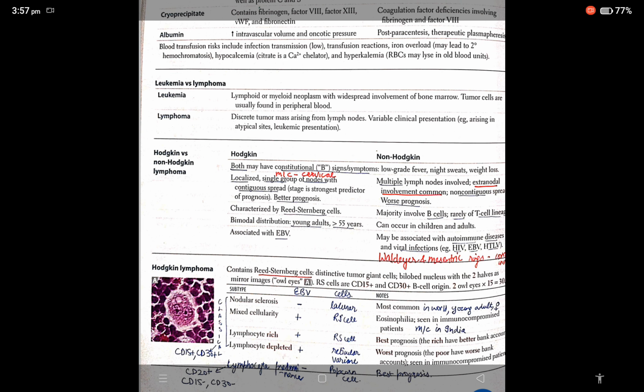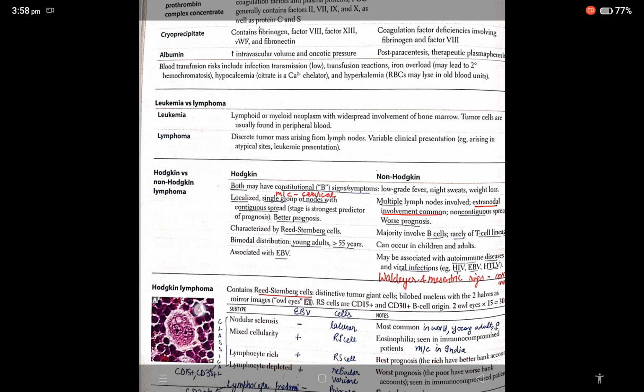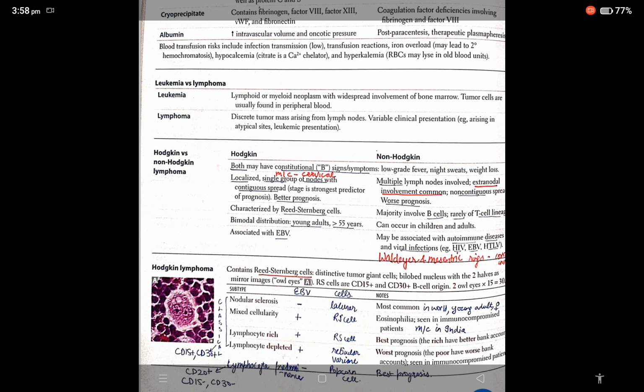Now coming to Hodgkin's lymphoma, it contains Reed-Sternberg cells, distinctive tumor giant cells, with a bilobed nucleus with two halves as mirror images. The classical feature of Hodgkin's lymphoma is Reed-Sternberg cells, and these have a bilobed nucleus. These two lobes look like mirror images of each other, and this is also known as owl-eye nuclei.